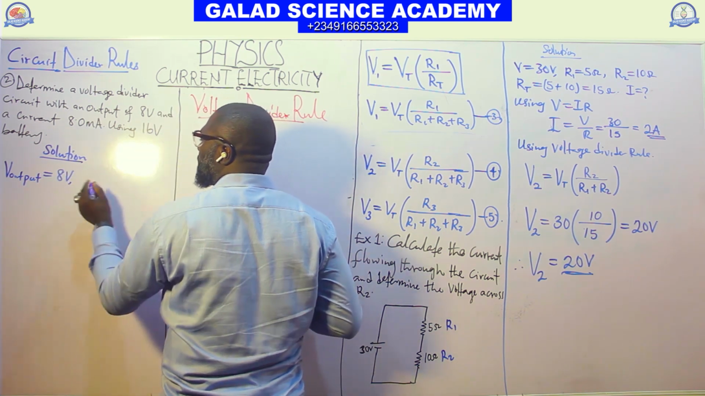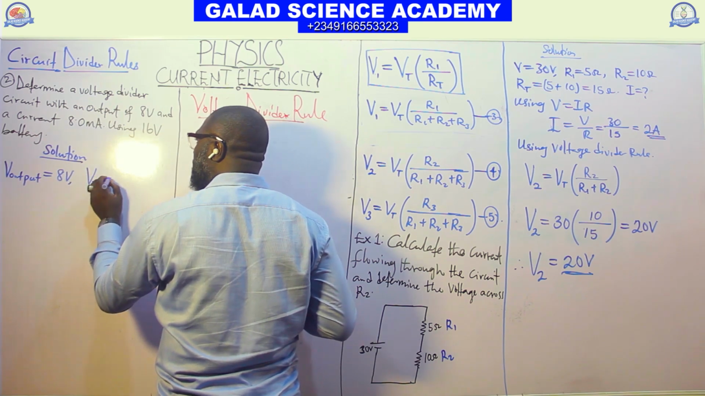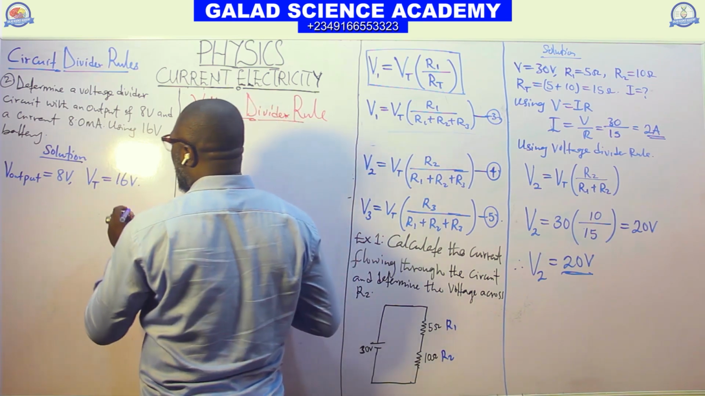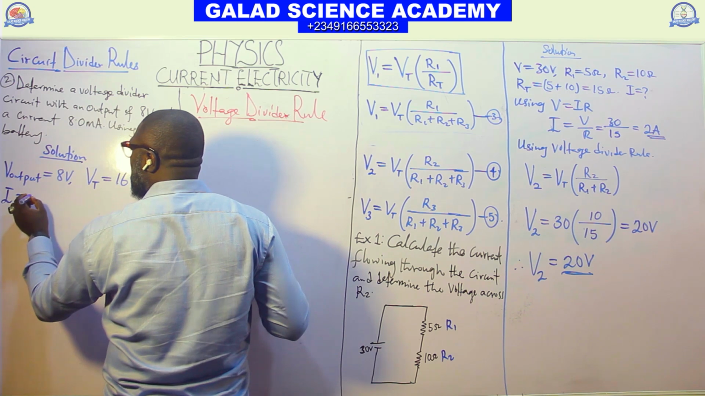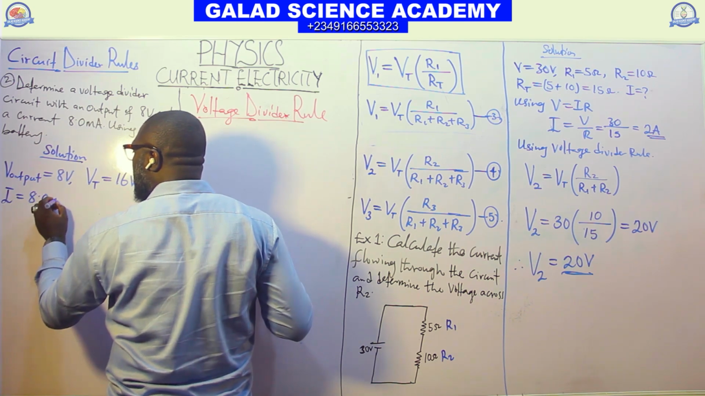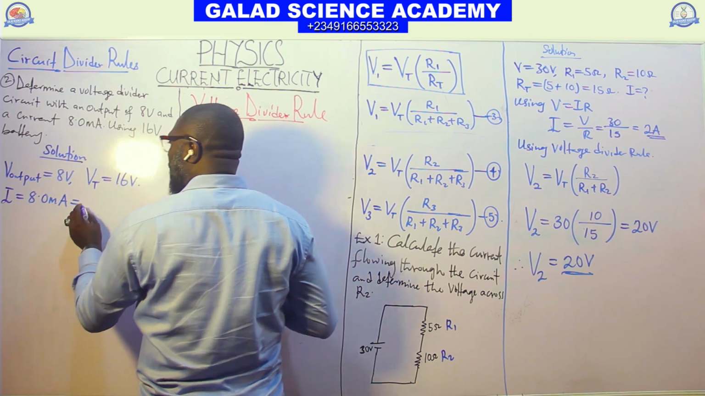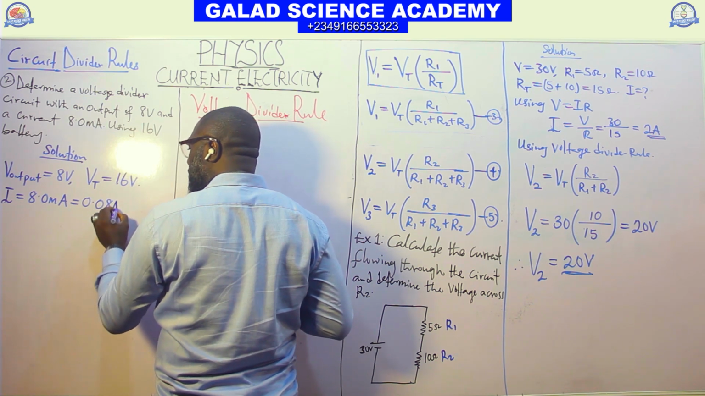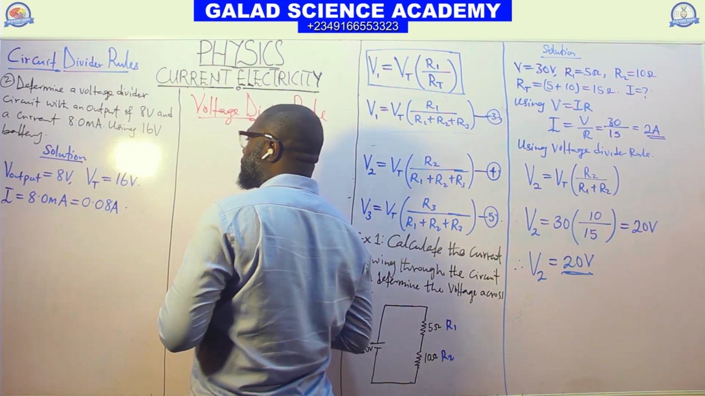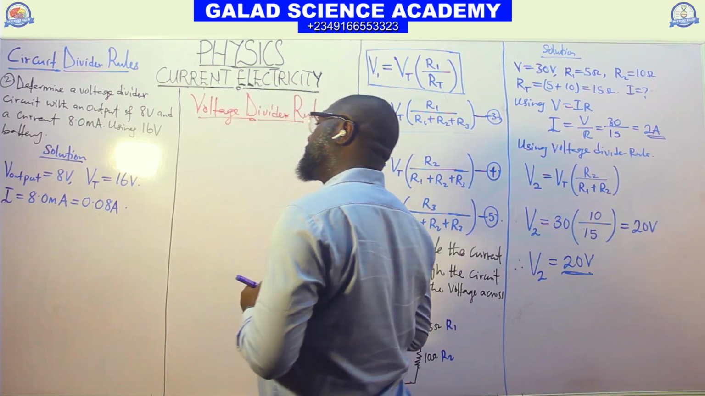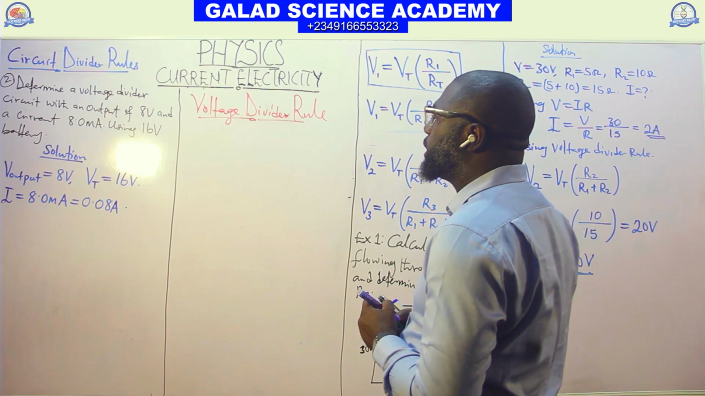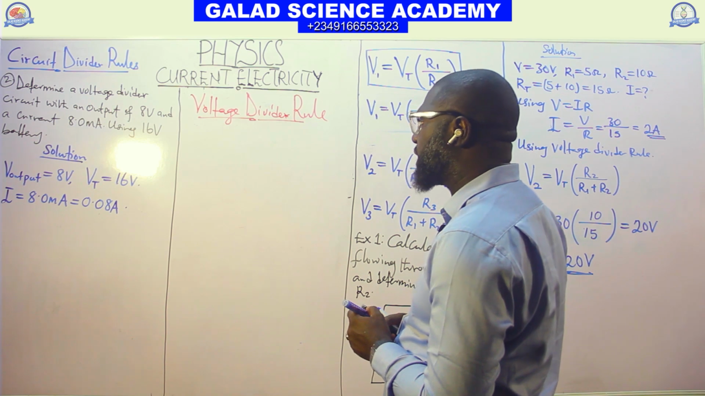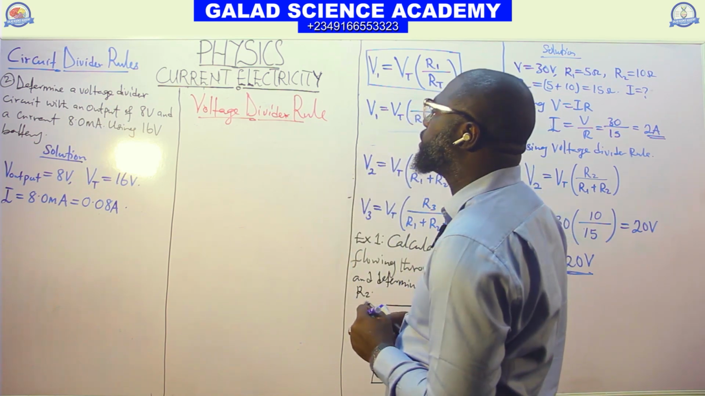What is the total voltage of the battery? The total voltage of the battery is 16 volts. Yes. And the current in the circuit is 80 milliampere. Convert it to ampere to give us 0.08 ampere.